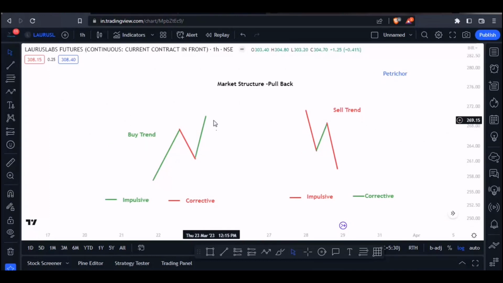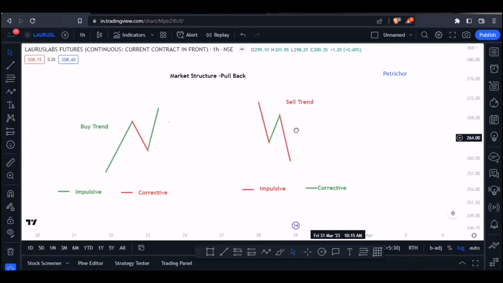So what is a pullback? In a buy trend or sell trend, we first have to identify the impulsive and corrective moves of the market. What is meant by an impulsive move? Just see, in a buy trend, the green line starts going high, then there is a sudden correction. So this green line is impulsive and this red line is the corrective move. Likewise in a sell trend, the red line is impulsive and the green line is the corrective move. So let's see with the candlesticks. This is the pullback. We have to remember this; I will show it clearly in the chart, which will help you identify it when you try.